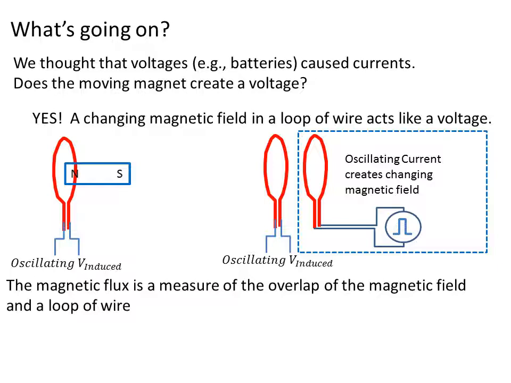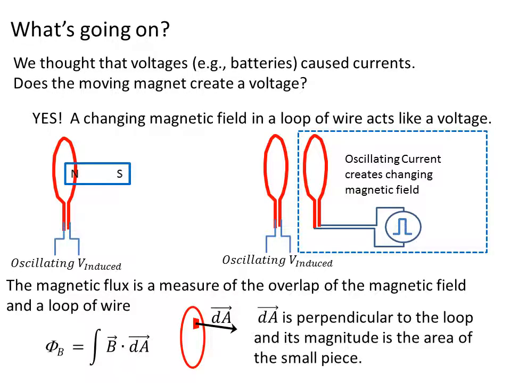To understand this, a unit called magnetic flux is defined, and it's a measure of the overlap of the magnetic field and a loop of wire. The flux Φ_B, or the magnetic flux, is equal to the integral of the magnetic field B dotted into dA. dA is a small little piece of the area of the loop. It is perpendicular to the loop, and its magnitude is the area of that small piece. The dot product between B and dA gives you that overlap.